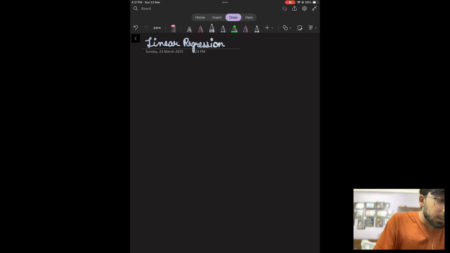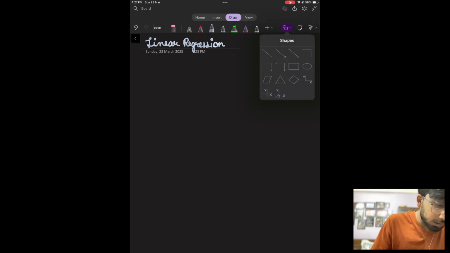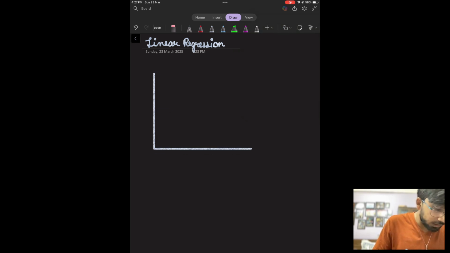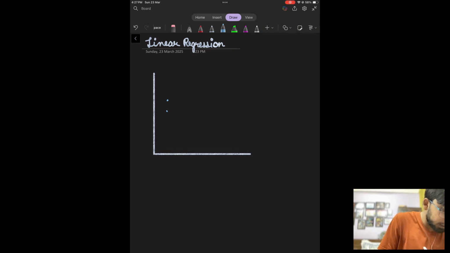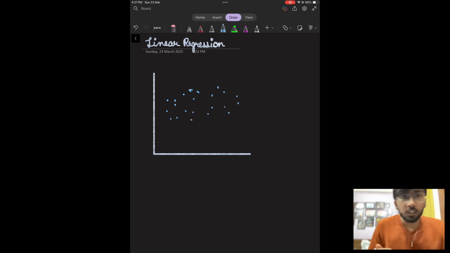Moving ahead, we have basically two things. We have x and y coordinates. Suppose these are our data points, okay, and we use the mathematical concept of a straight line. Linear regression is not only about a straight line, it could be any other curve, but in this particular topic, linear regression means finding a linear relationship. Linear means a straight line.